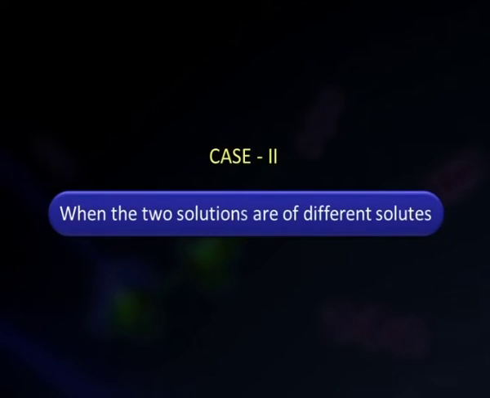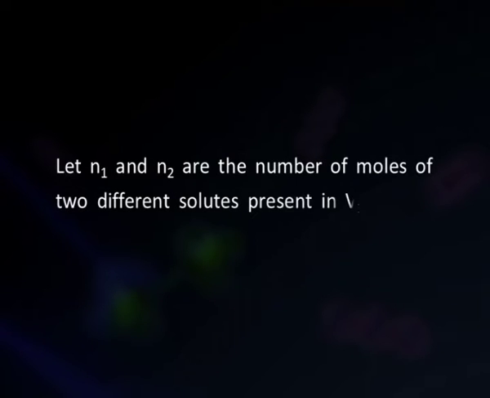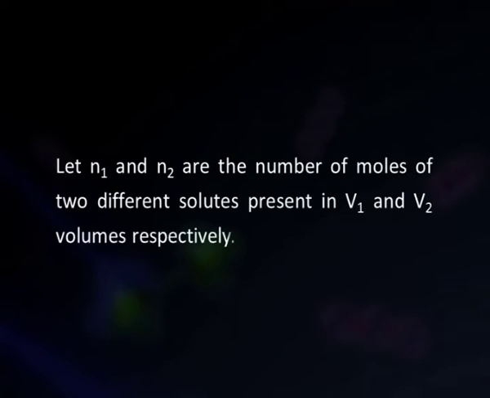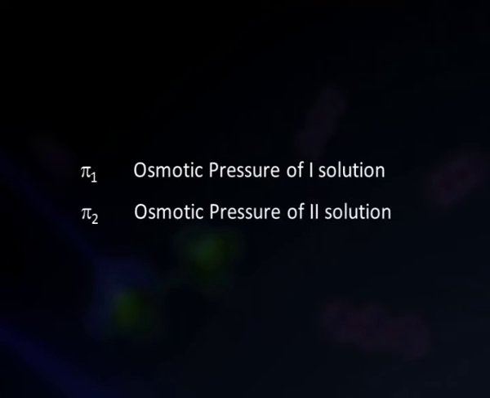There is case 2, where the two solutions are of different solutes. Here we have to consider i, that is the van 't Hoff factor, of both the solutions. Let n1 and n2 be the number of moles of the two different solutes present in V1 and V2 volumes respectively. The osmotic pressure of the mixture of the two solutions will be equal to π1 plus π2, where π1 is the osmotic pressure of the first solution and π2 is the osmotic pressure of the second solution.